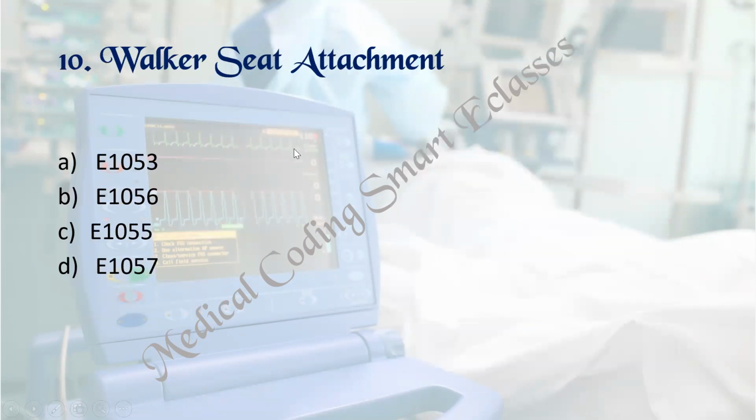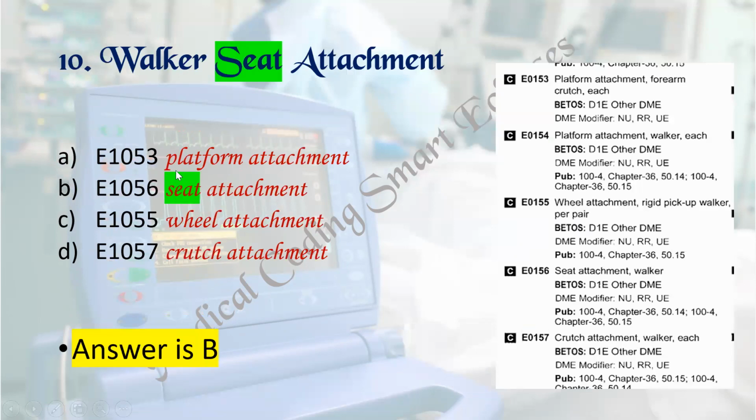Walker seat attachment. E1053 is platform attachment, E1056 is seat attachment, E1055 is wheel attachment, E1057 is crutch. Question is seat attachment. So answer is option B.